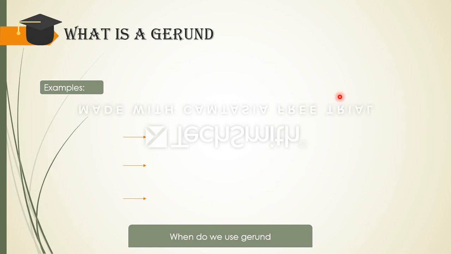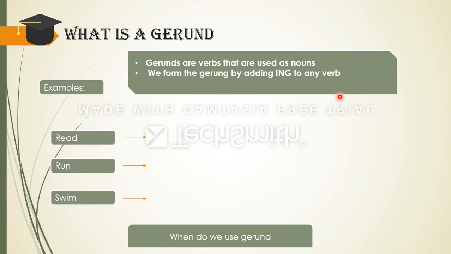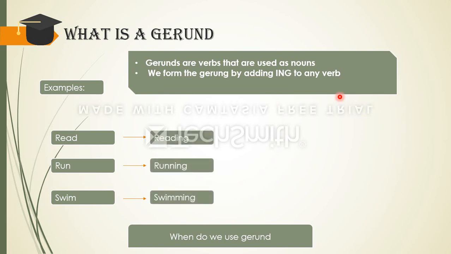So what is a gerund? Gerunds are verbs that are used as nouns, and we're going to see how. We form the gerund by adding ing to any verb. Let's see some examples. Read: if I want to make this verb a gerund, I just put ing at the end. Reading. Run, running. Swim, swimming. Easy. But the important question is, when do we use the gerund? This is what is important.